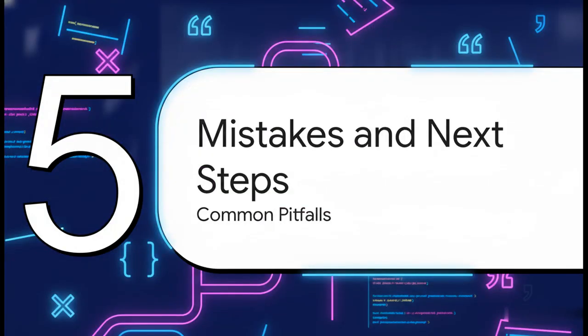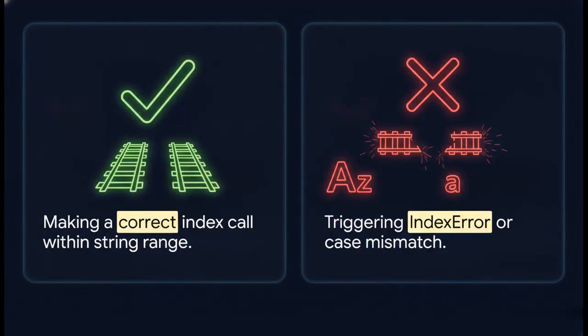Finally, Section 5, Mistakes and Next Steps. Before you go off writing your own systems, let's talk about the two biggest traps beginners fall into. Trap number 1, hitting the dreaded index error. If your string is only 5 characters long and you ask Python for index number 10, the program is going to crash because you are asking for a train car that simply does not exist. It's out of range. Trap number 2, forgetting that Python is strictly case sensitive. Apple with a capital A and Apple with a lowercase a will not match unless you intentionally manage the case using the string methods we discussed.